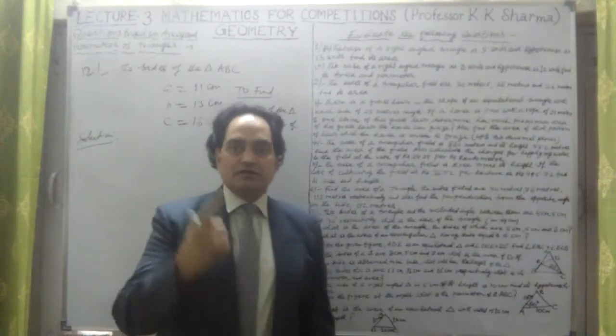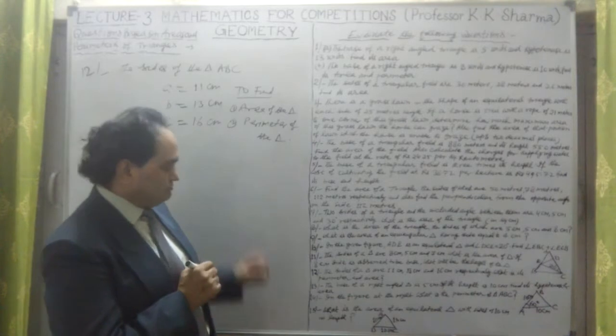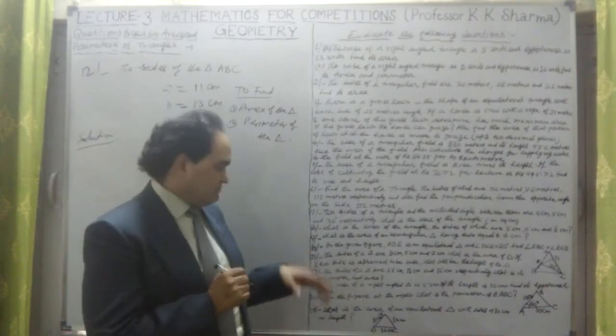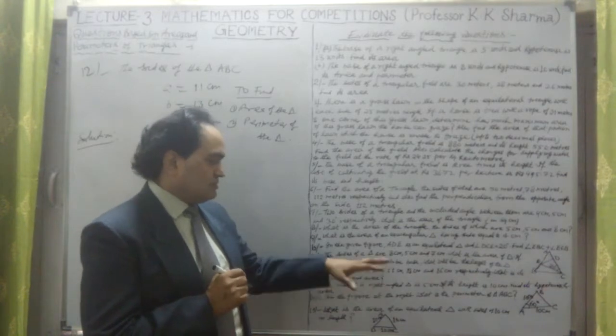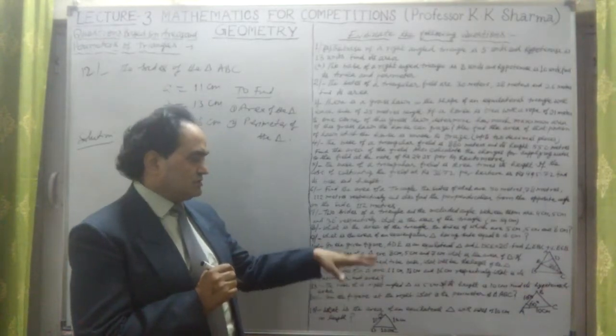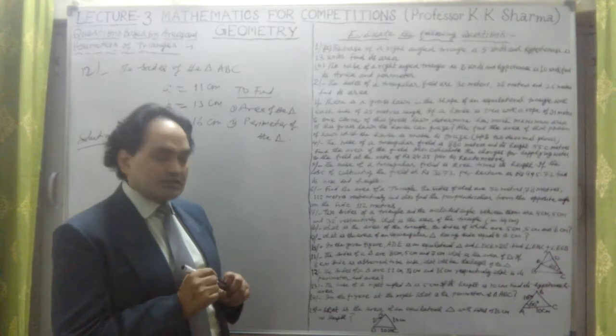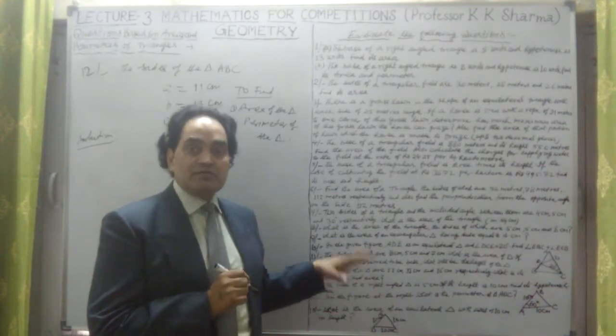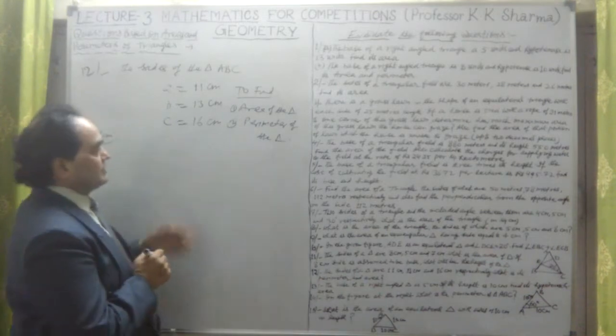Yes, friends, so we are continuing with question number 12. In the 12th question, the sides of the triangle are given. The sides of a triangle are 11 centimeters, 13 centimeters, and 16 centimeters respectively. What is its perimeter and area? These are written down here.